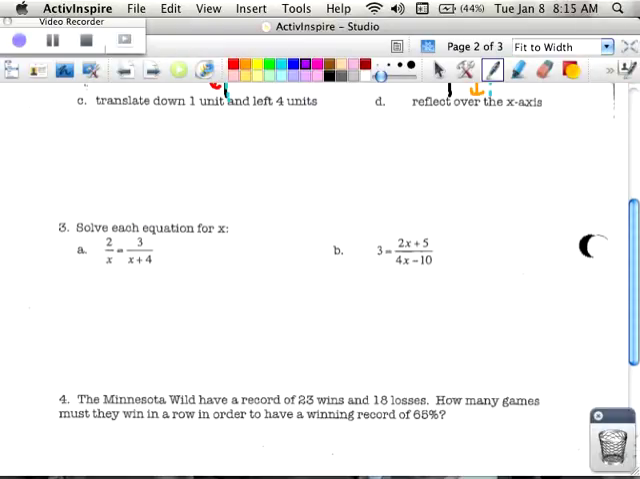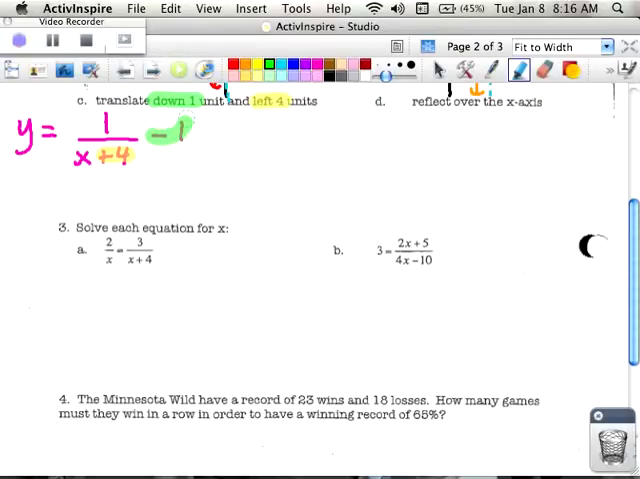Okay, letter C. We're going to translate things down 1 unit and left 4 units. So as I write my equation for that, what I would write down is y equals, and I'm going to take care of the left first. So that would be 1 over x plus 4. And then to go down 1 unit, I'd go minus 1. So the plus 4 is because I went left 4, and the down 1 is indicated by the minus 1.